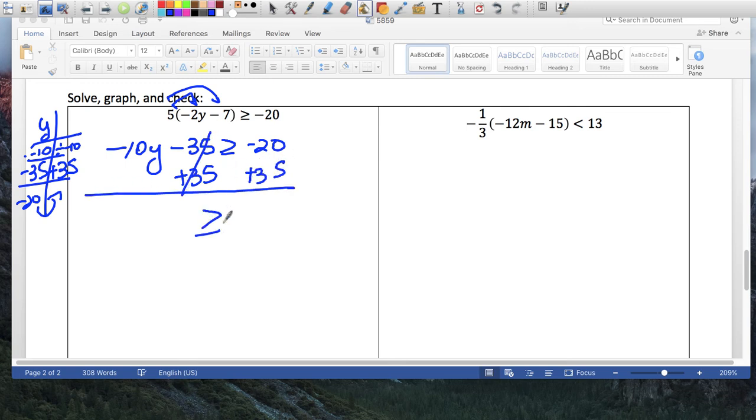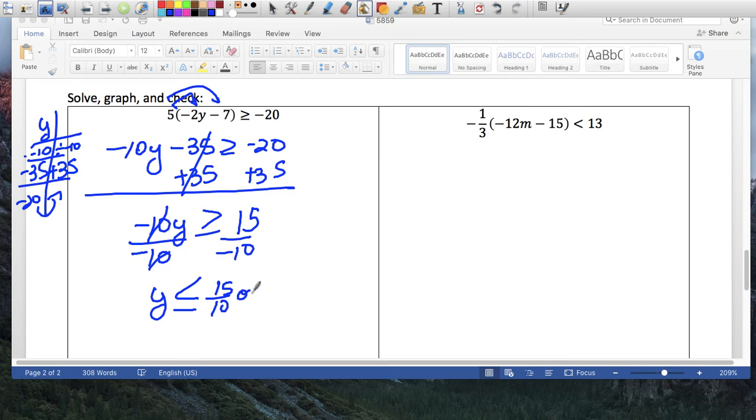These two cross out. Negative 20 and 35 is 15. Negative 10y comes out. We're going to divide by negative 10. Divide by negative 10. So when we divide by a negative number, we have to switch. And y is going to be 15 over 10, which we're going to change to 3 over 2, or 1.5. Or if you take the calculator, this becomes 3 over 2, or as a decimal, 1.5, or as a mixed number. So whichever one you think is easier for you to do.